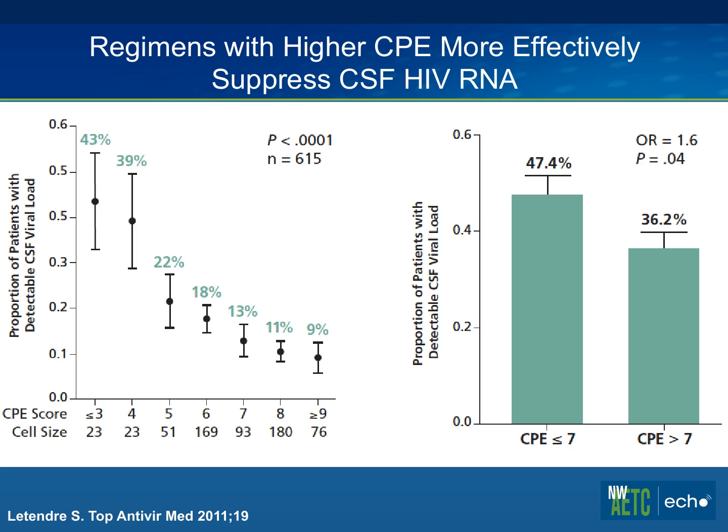He also looked at dichotomizing by what he thought was a low and a high CPE. So with a CPE of 7 or less, about 47% had detectable virus in CSF. With a CPE of above 7, 36% had detectable virus in CSF. And this was using a lower limit of copy number of 2 copies per ml. So you can see a significant difference. So I think most people would agree higher CPE better suppresses CSF virus. But whether that translates into a clinical benefit is much less well established.